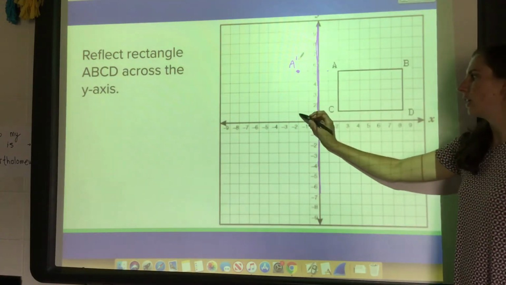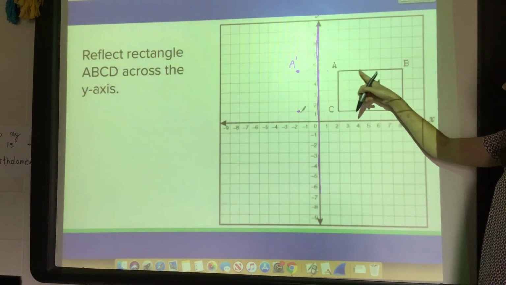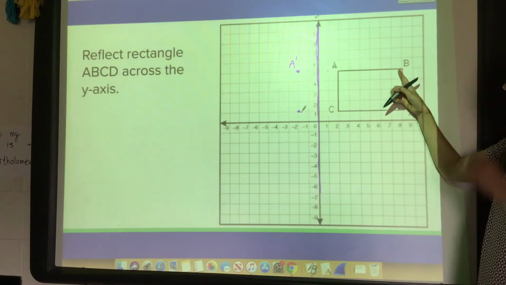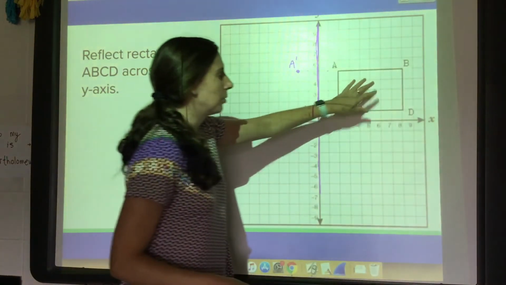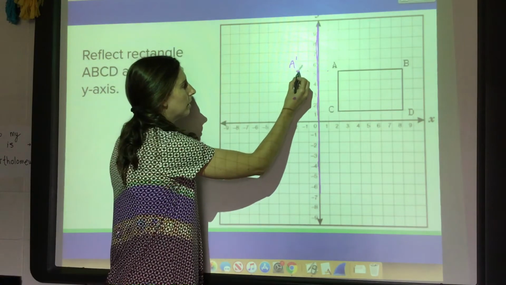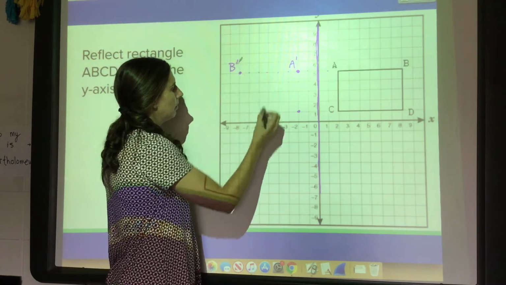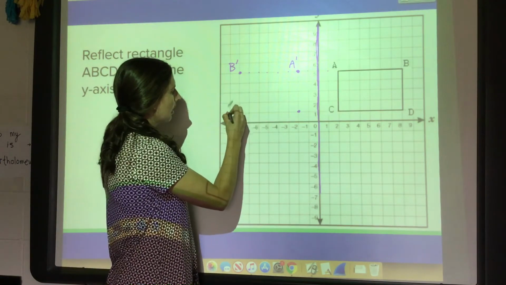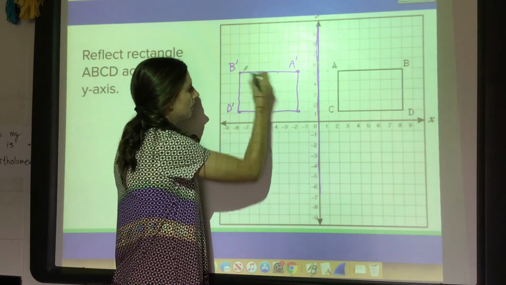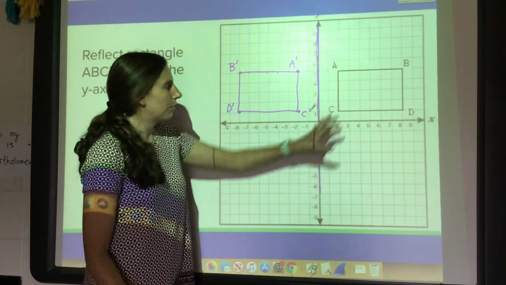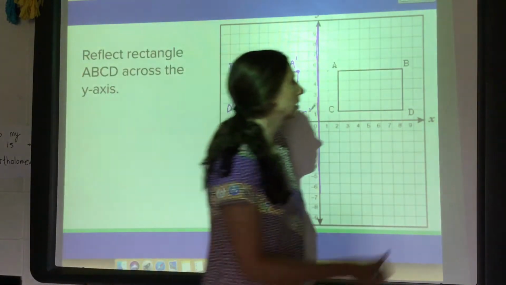C is also 2 units, and at this point you could probably just count from A to B. So it's supposed to be 1, 2, 3, 4, 5, 6, a length of 6. And since the image is congruent to the pre-image, I know that this will also be a length of 1, 2, 3, 4, 5, 6. So that's B prime. And it's pretty easy now to figure out D prime, and there we go. So I reflected it across the y-axis. It's a mirror image across the y-axis.